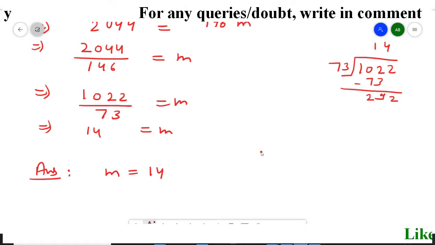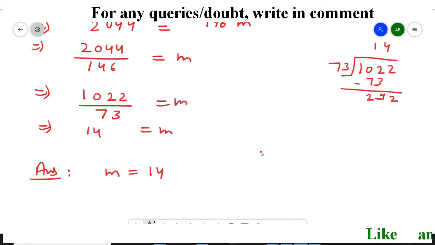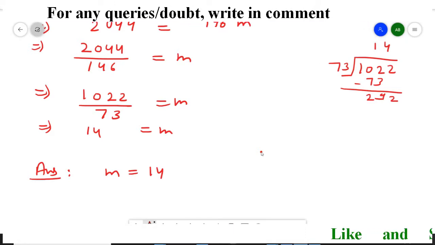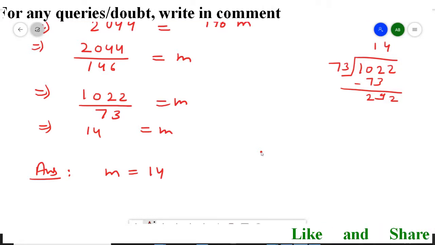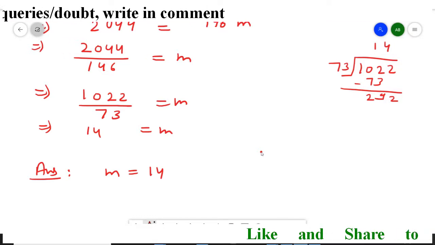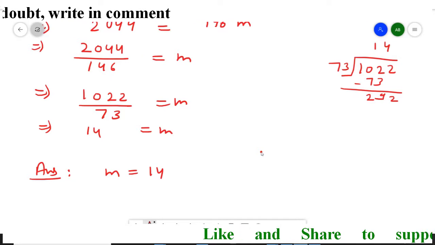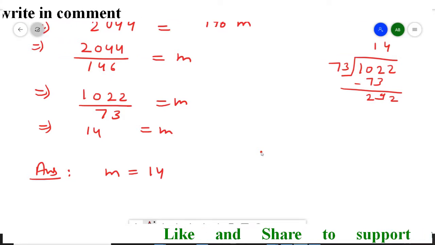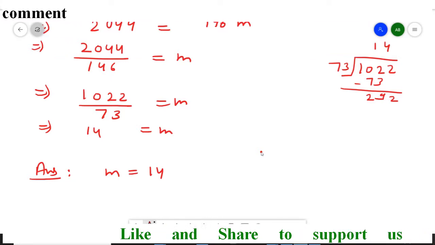So this question is completed, and I hope this question is clear to you. In this, I used the direct formulas of arithmetic means introduced between any two numbers, which are given in NCERT.